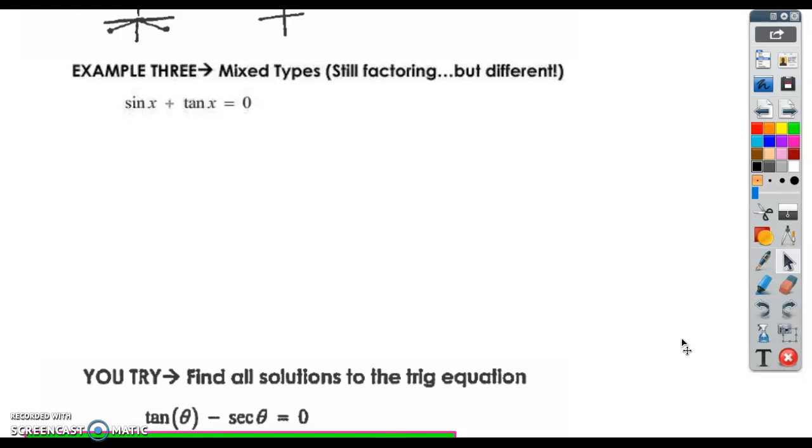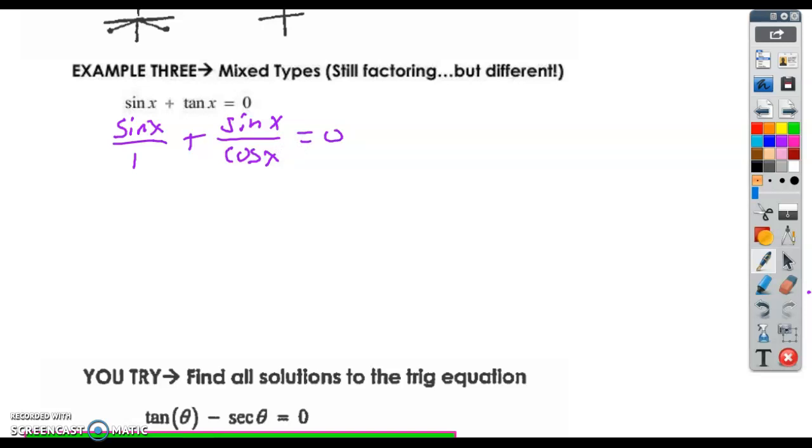All right, so these are just another way to factor, still factoring, but these are where I think it gets kind of fun. So if I've got the sine of x, it's like the sine of x over 1 plus this tangent, which we know is equal to the sine of x over the cosine of x. All right, so I rewrote the whole equation. All I did was rewrite tangent as sine over cosine.